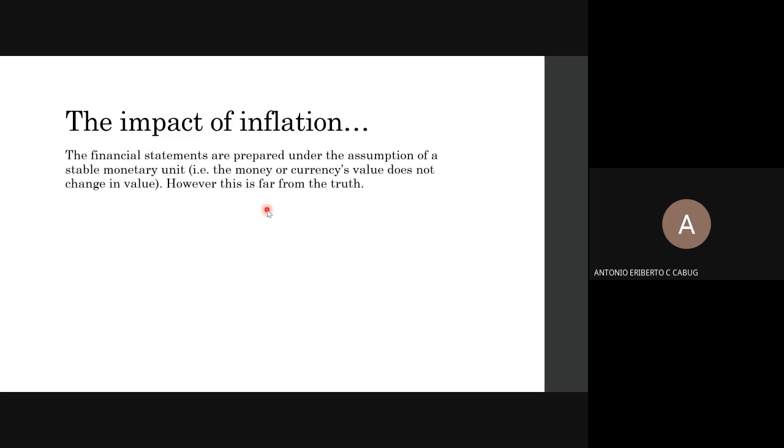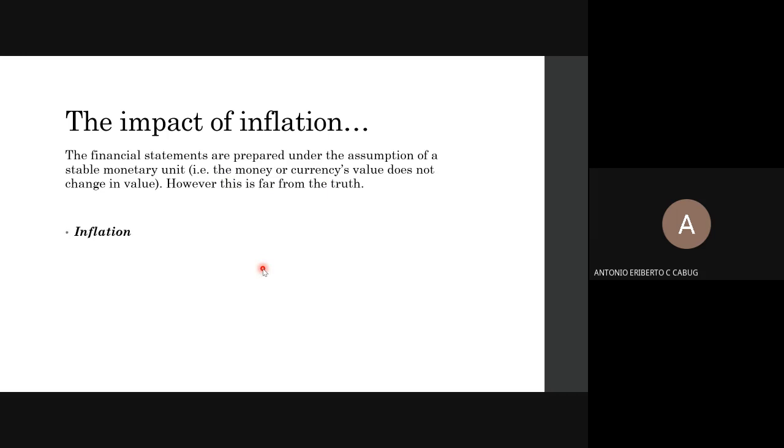Next is the impact of inflation. Remember that we ignore inflation in preparing the financial statements. Aside from the use of different currencies, which can affect the way your FS is analyzed, inflation can distort your analysis of the FS as well. Pwede rin makasira sa analysis mo ng FS yung tinatawag nating inflation. Okay ba? Sige. The financial statements are prepared under the assumption of a stable monetary unit. That is, the money or currency's value does not change in value. But this is not true.